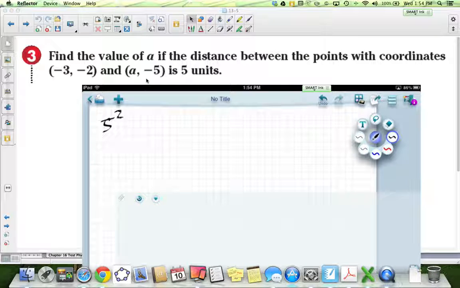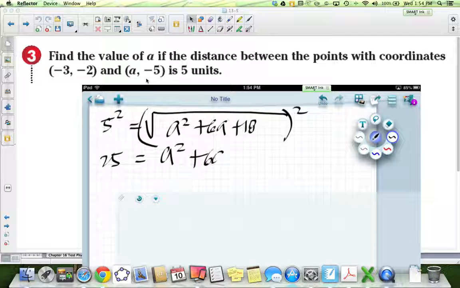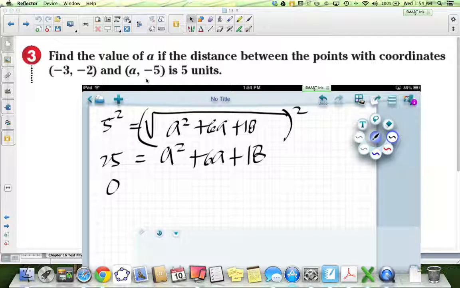5 squared equals the radical of A squared plus 6A plus 18, squared. We square both sides. After squaring both sides, you end up with 25, and the radical sign goes away. You have now A squared plus 6A plus 18. From there, we subtract 25 from both sides so that we can equate it to 0. If we subtract 25 from both sides, you end up with 0 equals A squared plus 6A minus 7.